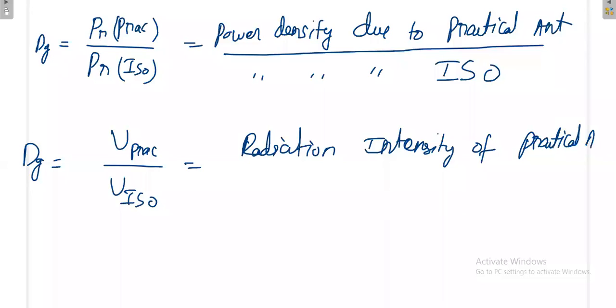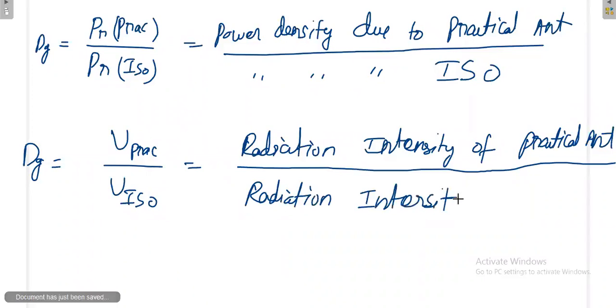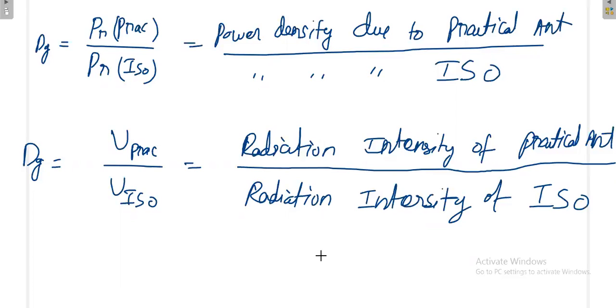In which case will our radiation intensity be high, for practical or for isotropic? Practical, sir. Yes, for practical. But under what condition? What has to be constant when you do the gain measurement? Total power has to be constant. Total power transmitted is constant actually.